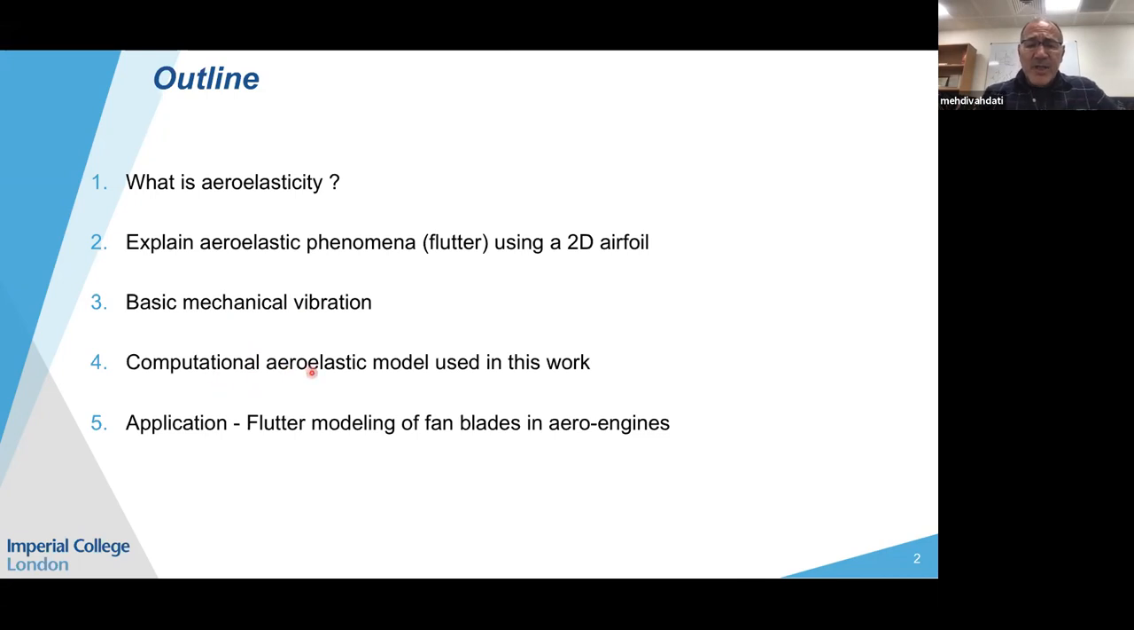Then I'm going to introduce the computational aeroelastic model that I've used in this work, and most of the results. Finally, I'm going to show the application, and the application would be flutter modeling of fan blades in aero engines. Most of the work I show, as the title suggests, is computational and has been done using CFD. But whenever it was possible, I'll compare against measured data to see the accuracy of my predictions.